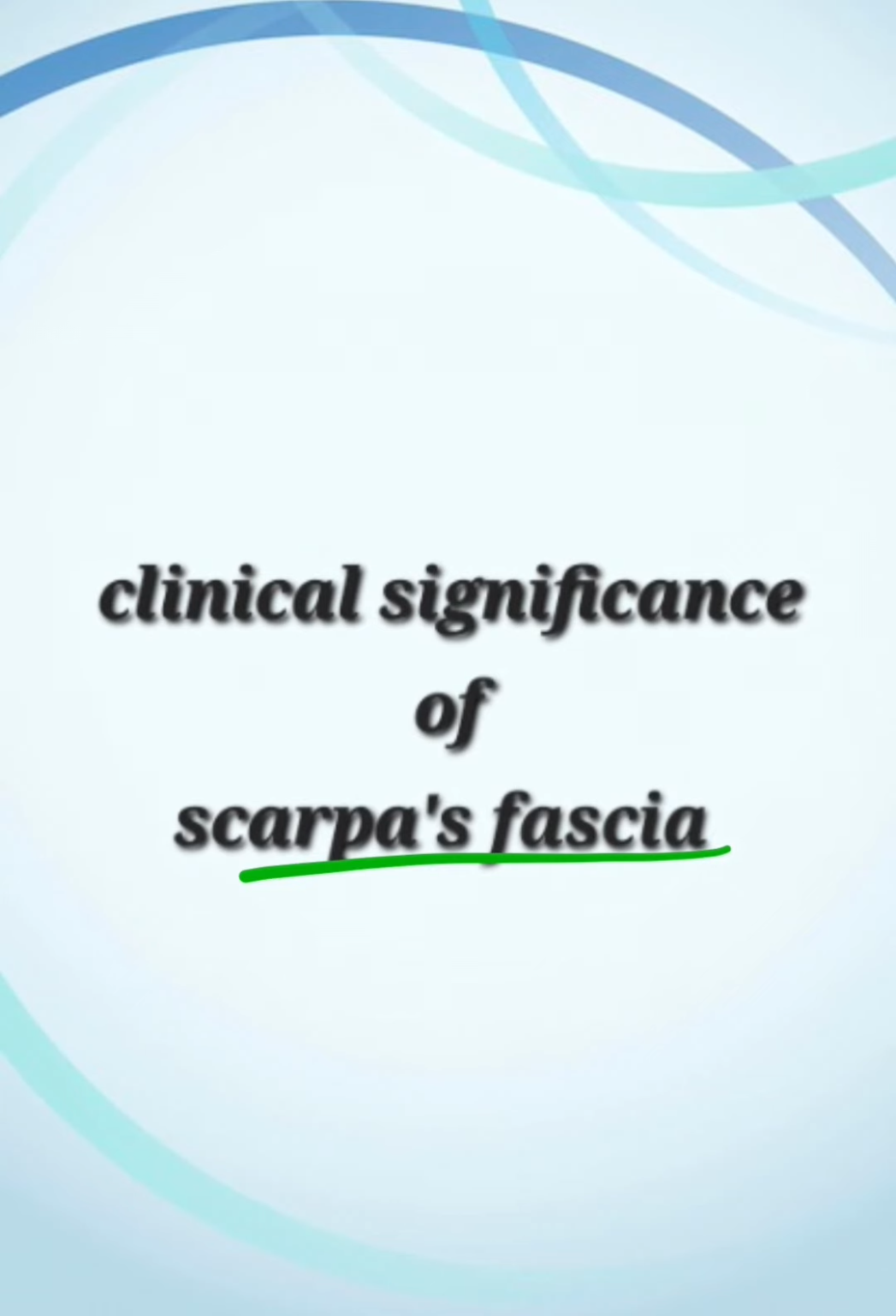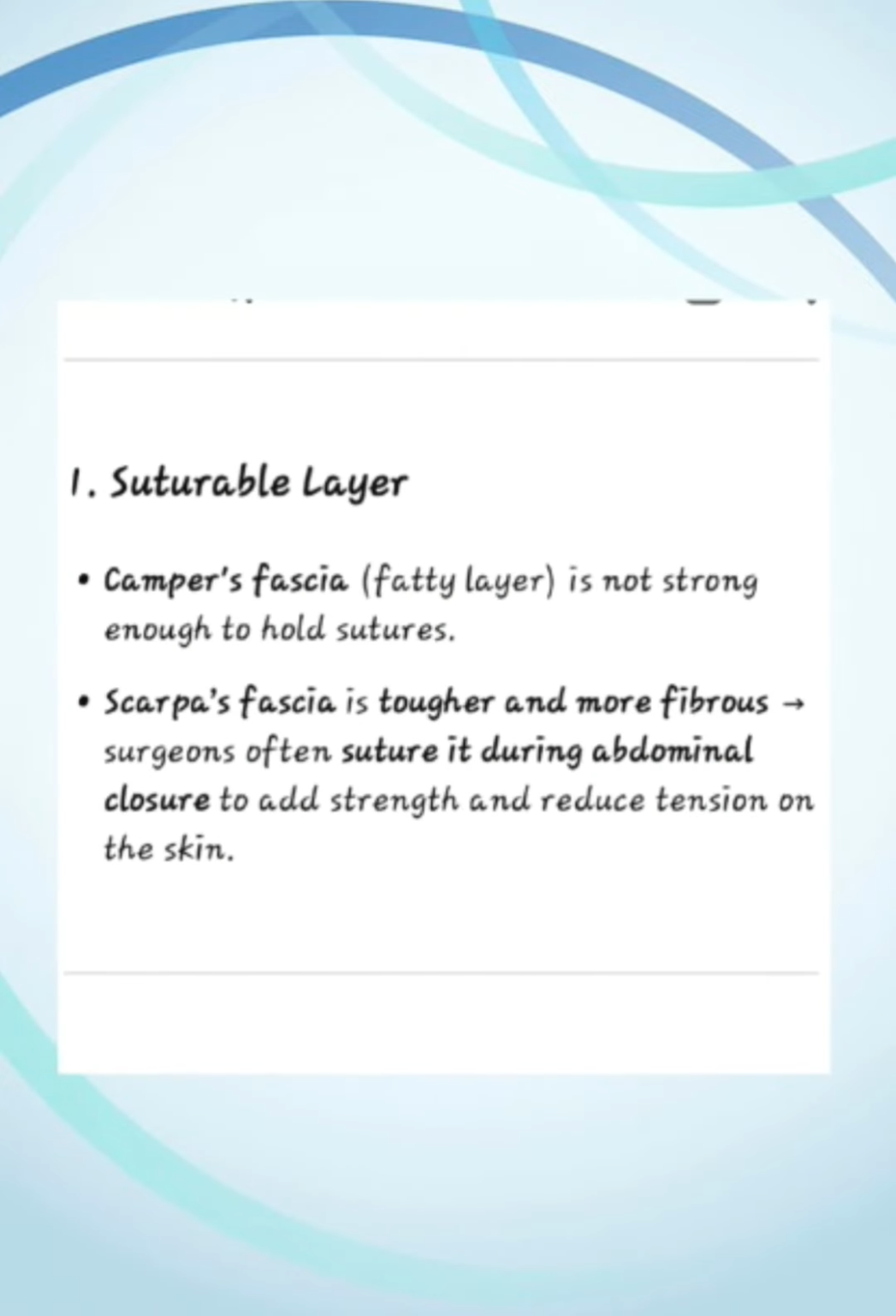Coming to the clinical significance, it is mainly Scarpa's fascia. Scarpa's fascia is clinically important because it is a suturable layer. Actually, Camper's layer, which is above Scarpa's fascia, is not strong enough to hold the suture during surgery in the anterior abdominal wall. So Scarpa's fascia does this function.